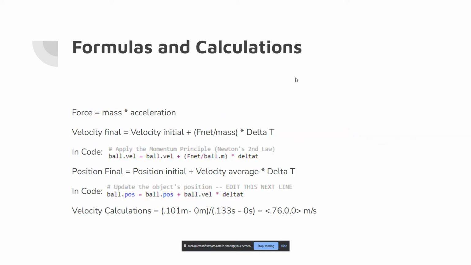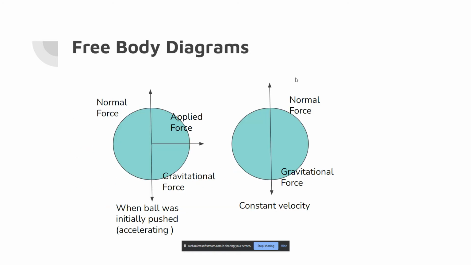The formulas and calculations used are that force equals mass times acceleration, and velocity final equals velocity initial plus F net over mass times delta t. That's the code form of it. Position final equals position initial plus velocity average times delta t. That's the code form. And here are my calculations for the velocity, which came out to be 0.76 in the positive direction, only in the x direction, meters over second squared.